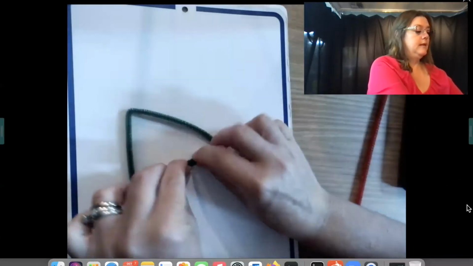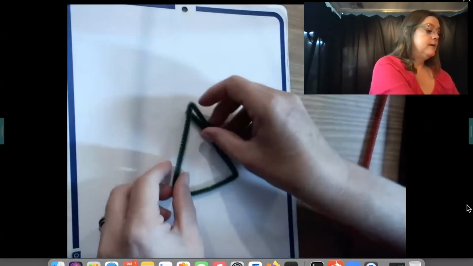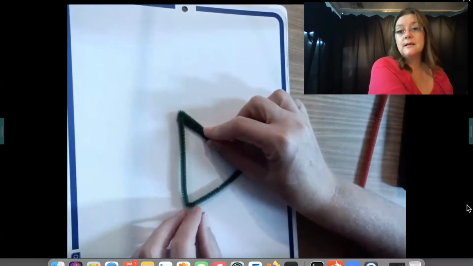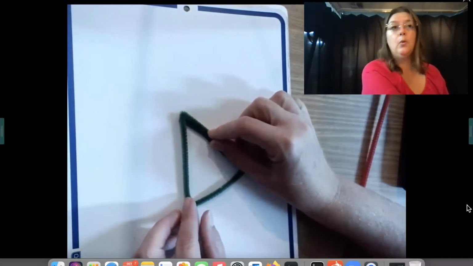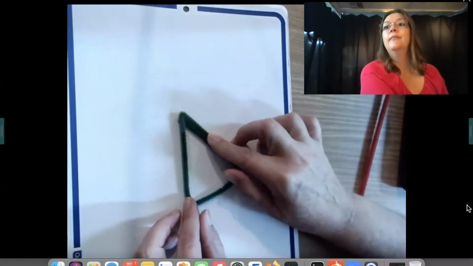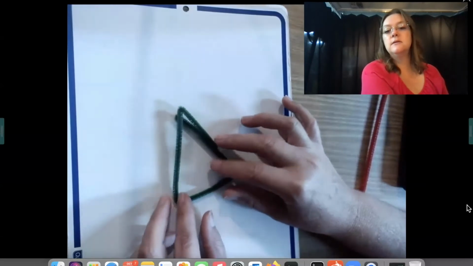So students can make a triangle. So they can make a triangle with theirs. We can talk about what around us looks like a triangle, what around us looks like a square. So we can talk about the box, maybe that came from Amazon, or we can talk about the Cheetos box, or Cheez-Its box. We can talk about those kind of things.